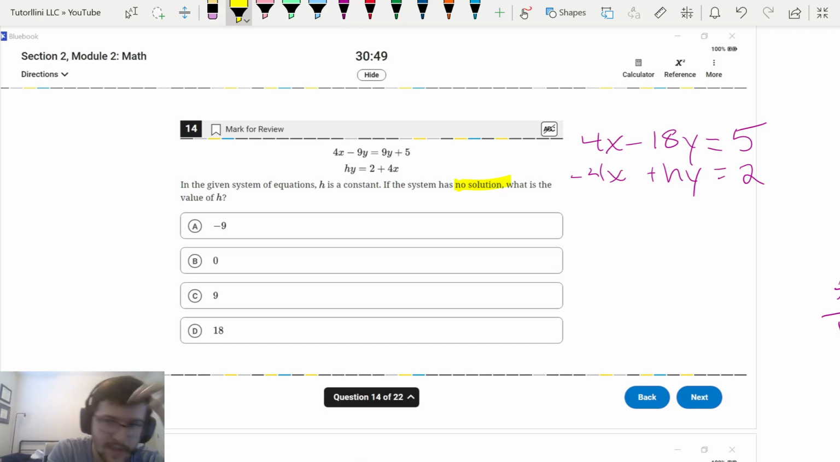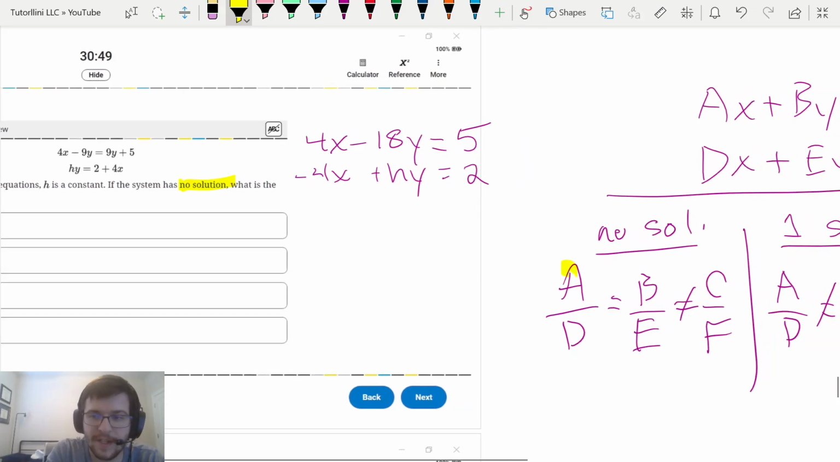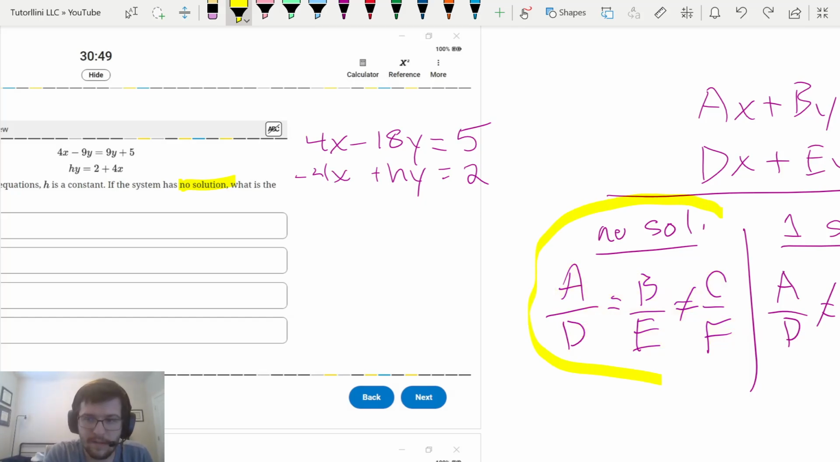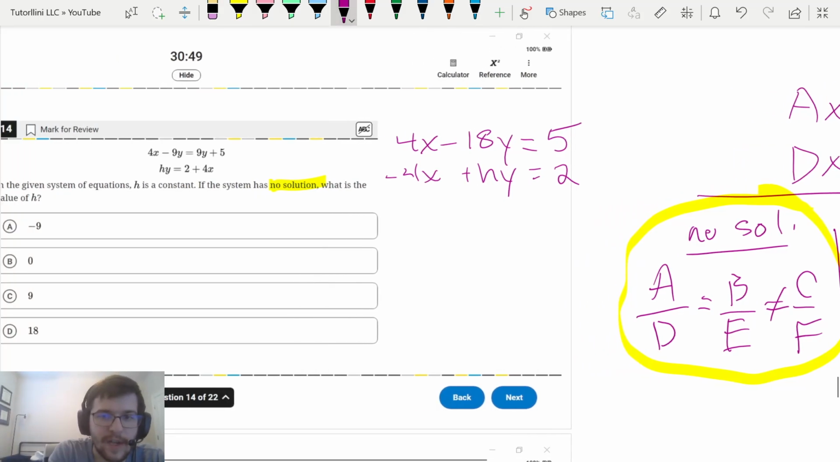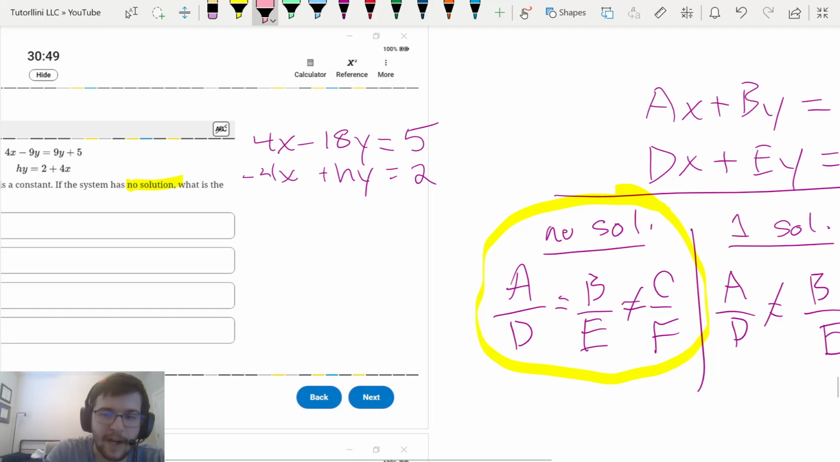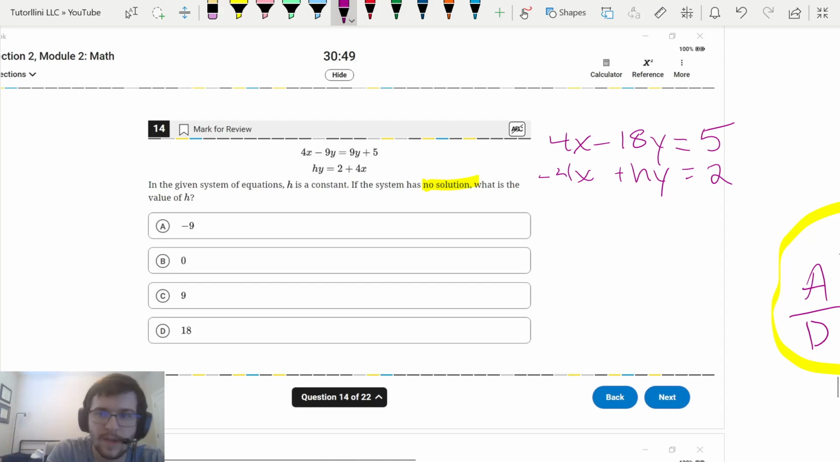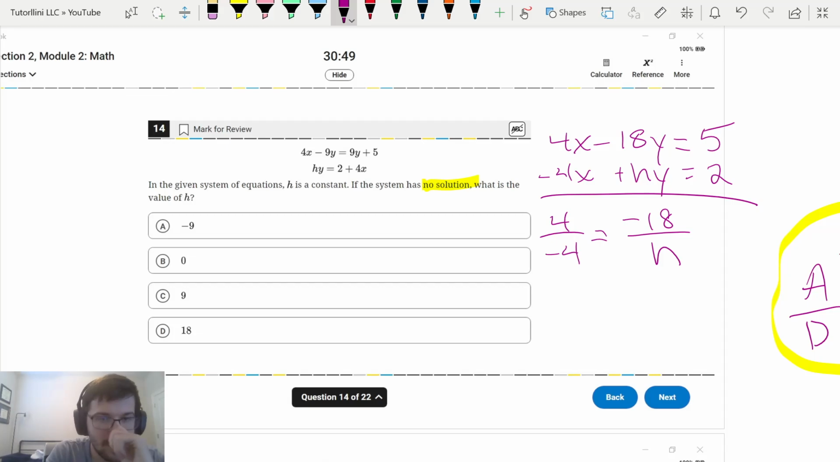So that means a over d equals b over e is not equal to c over f. Okay, so we do that with the numbers. The not equal to portion isn't really going to help us, so I'm going to ignore that, because we want to know what's equal, so we can solve for h, right? So I'm going to write 4 over negative 4 equals negative 18 over h. Now if you cross multiply, you get 4h equals 72 and h equals 18. To me, that was the easiest way to do it.